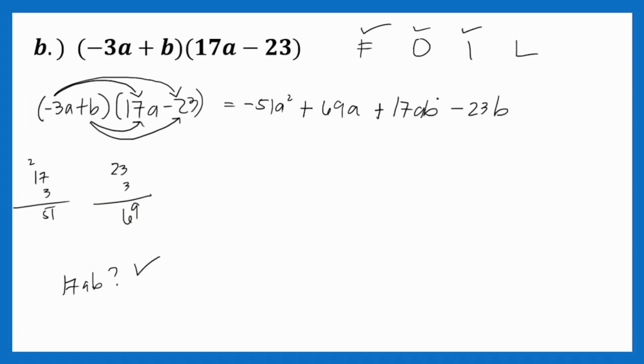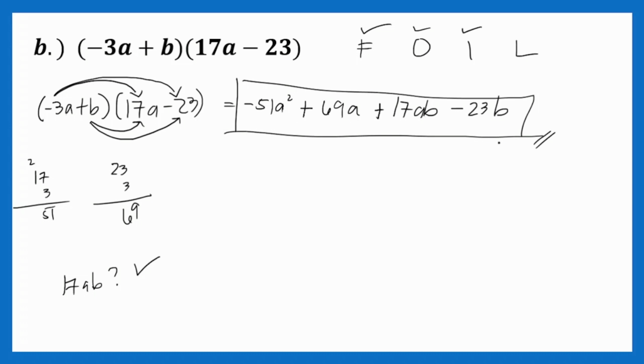May AB ka bang nakita yung eksaktong AB? Wala po. May B ka bang nakita yung bilang talaga? Wala po. Therefore, walang like terms. Box it because that is now the final answer. Therefore, we have negative 51a squared plus 69a plus 17ab minus 23b. And this is now the final answer. Ayan. So, that's it. That's how you work on FOIL method.